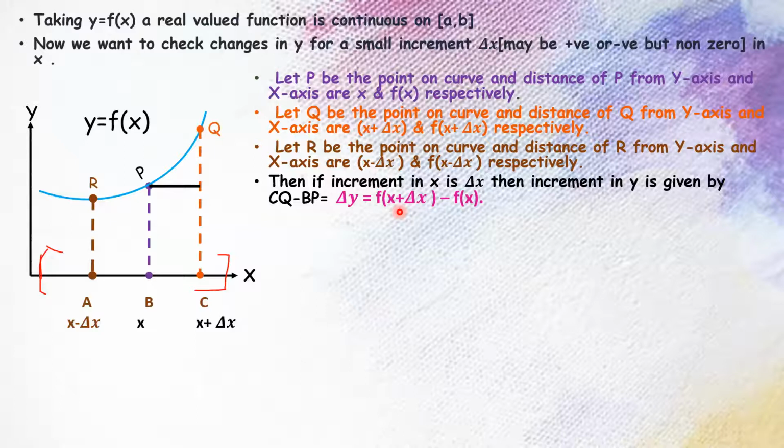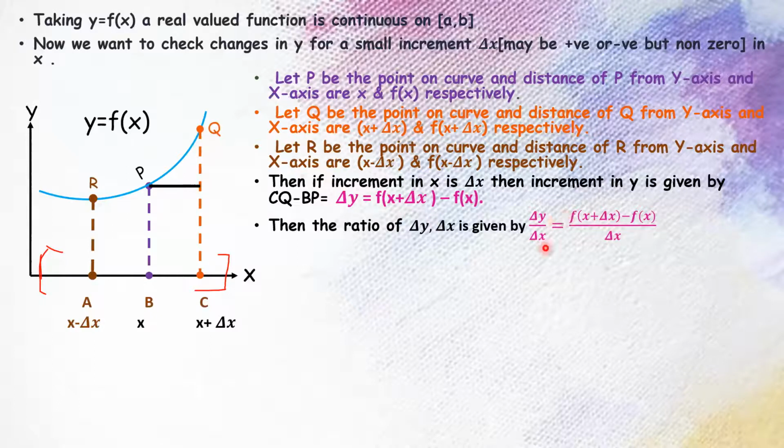Now check the ratio of increment in y and increment in x, that is delta y upon delta x. This is given by f of x plus delta x minus f of x, divided by delta x. Now we are taking this point C very close to B, that is this distance delta x is a very small quantity, or we can say delta x tends to 0. Then we need to check the limiting value of this ratio.